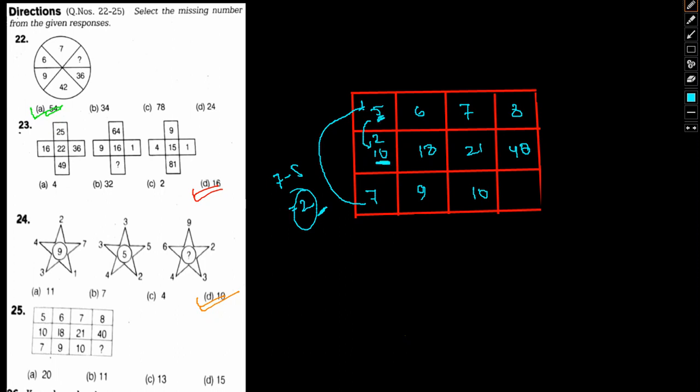Similarly let's try this approach. 9 minus 6 would give us 3. If you multiply this 3 with 6, we have 18. Yes, satisfied. 10 minus 7 again gives us 3. 3 into 7 would give us 21. Yes, satisfied.